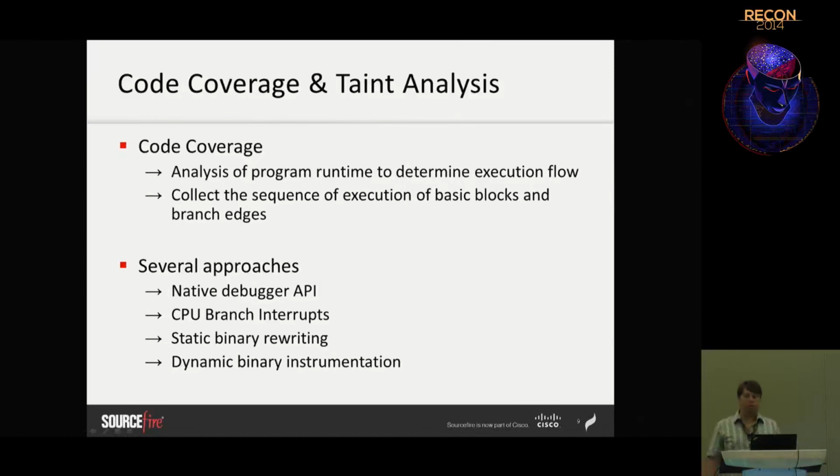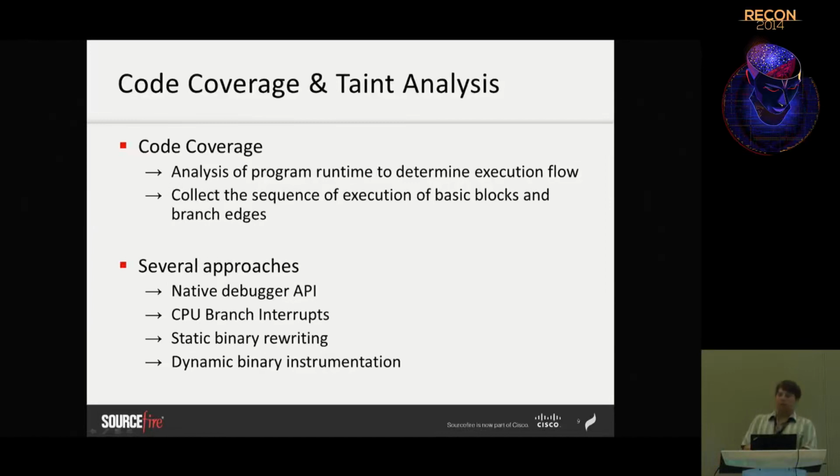And there are several approaches to doing this. The native debugger API is always an option, whether it be ptrace or the debug API. But you have problems with that because you are running into exceptions or interrupts that switch from user mode to kernel space every single time you hit a breakpoint. And in our case, we're having to do basically the equivalent of a single step. So we need a more efficient way to do that.